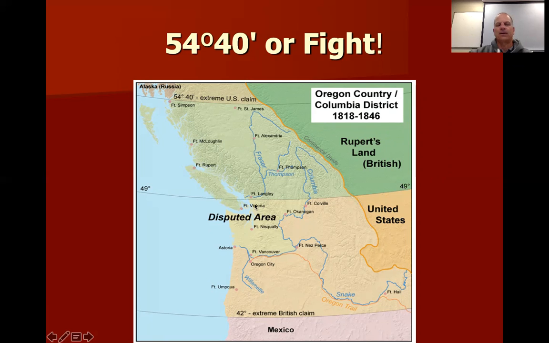Calmer heads prevail, and they compromised at the 49th parallel. So the Oregon Territory was not just Oregon. It was Oregon, it was Washington, it was Idaho, and it was part of Montana here. That was the Oregon Territory. All right. So not only did they annex the Texas territory, but they also annexed the Oregon Territory. Now, the thing about the Texas territory is Mexico is not going to approve that. Mexico still believes Texas is part of their country. So you got some big time issues there.